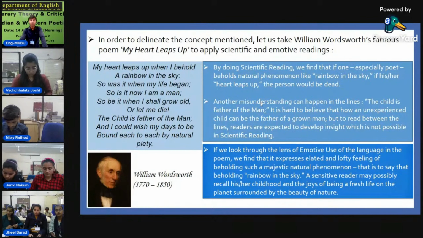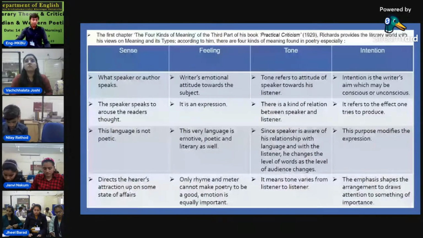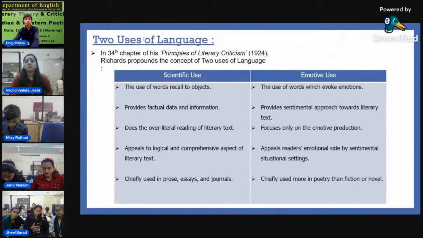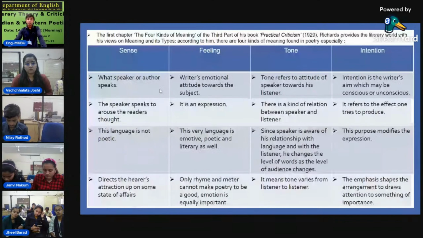And here are these four kinds of meaning. These two uses of language were from Principles of Literary Criticism, and now these four kinds of meanings are found in another text, Practical Criticism, written in 1923. So Richards provides the literary world with his views on meaning and its types. According to him, there are four kinds of meaning found in poetry, especially. So basically, he talks about poetry.